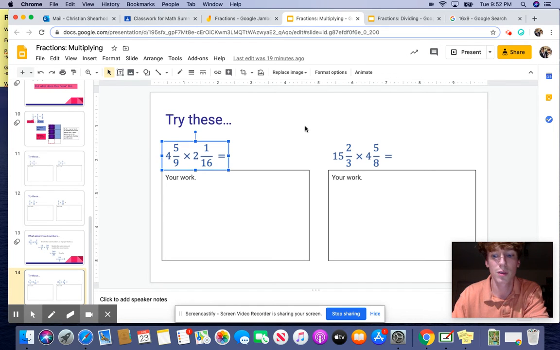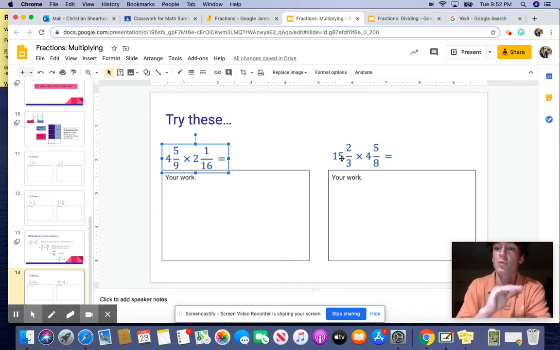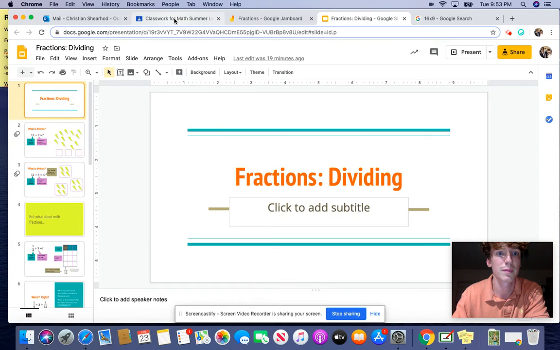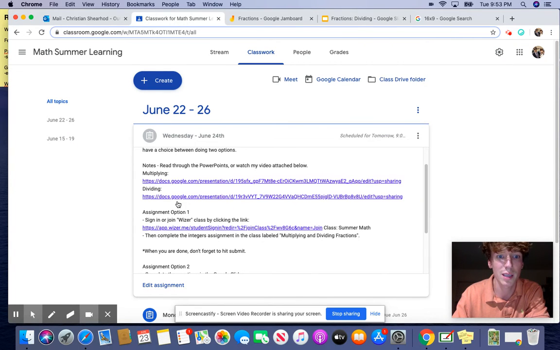All right, so I think that's it for this PowerPoint. Remember to just take it one step at a time. When you have this stuff right here, make it into a regular fraction times a fraction, then do straight across the top, straight across the bottom. All right, let's go over the notes for dividing. That's going to be the second link right here.